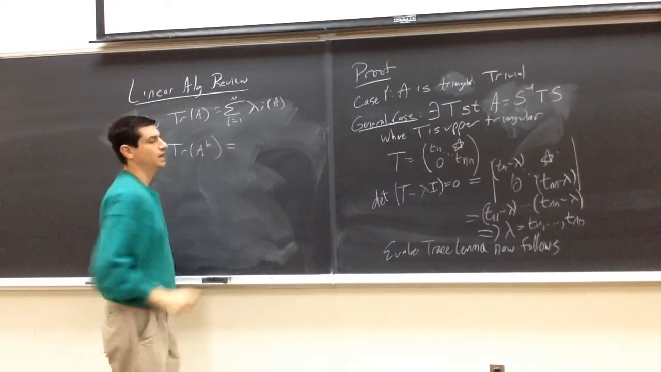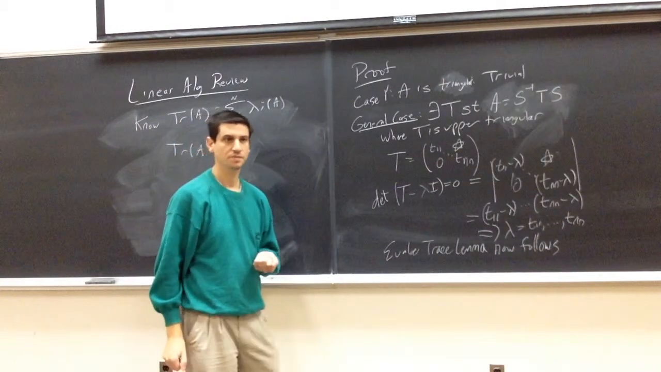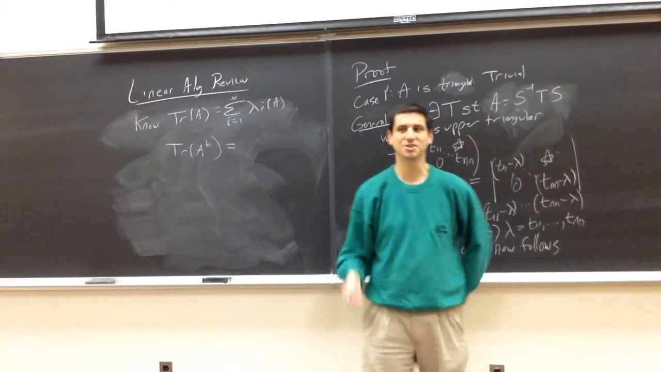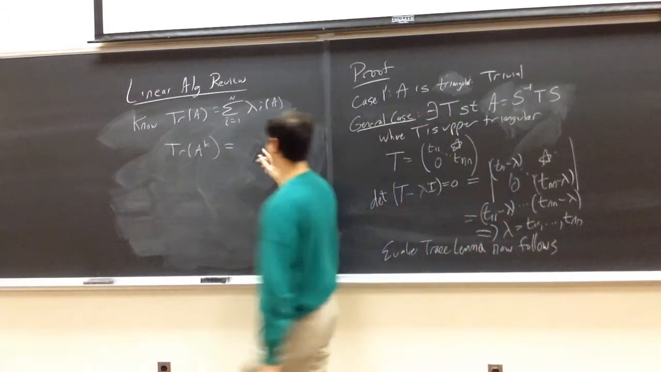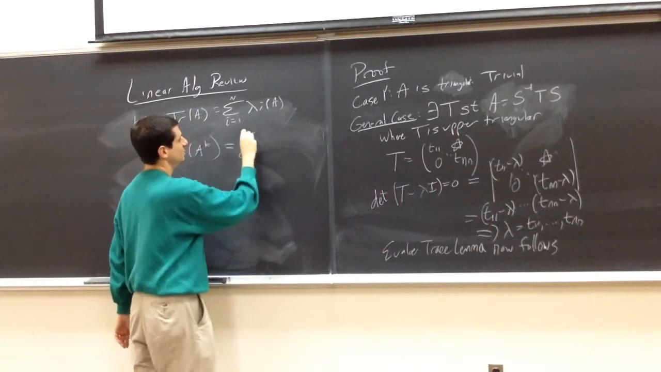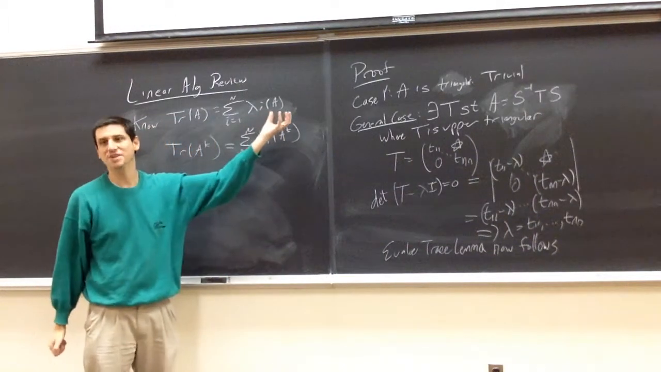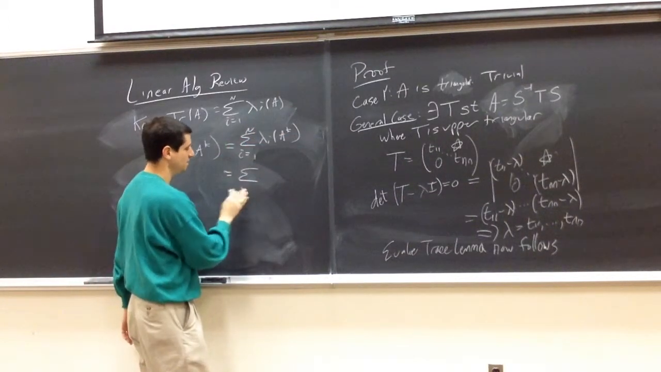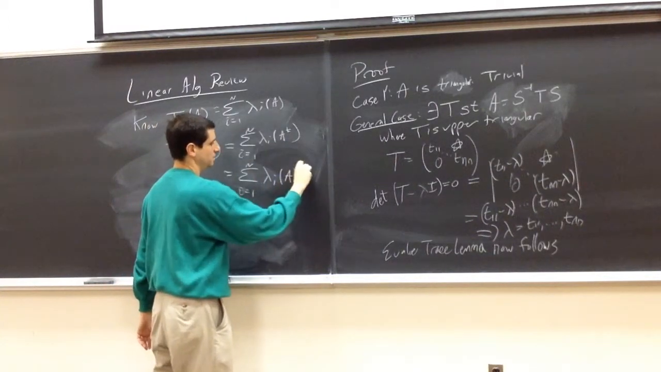What is the trace of A to the k? So what would the trace of A to the k equal? There's the theorem, and then there's the trivial result that follows by definition almost. It's the sum of the eigenvalues of A to the k. And now this should be screaming at you to move the k outside the parentheses and say that this is the same as the sum, i goes from 1 to n, of lambda_i of A to the k.